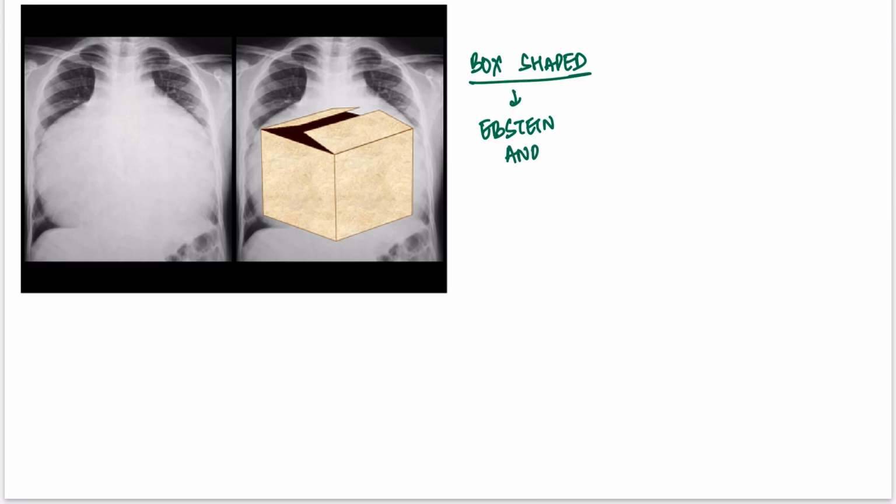What happens in Epstein anomaly? There is displacement of my tricuspid valve down. So there is atrialization of ventricles. And because the atria have taken more and more space down there, the ventricles receive very less blood, leading to cyanosis, right? So there is box-shaped heart.